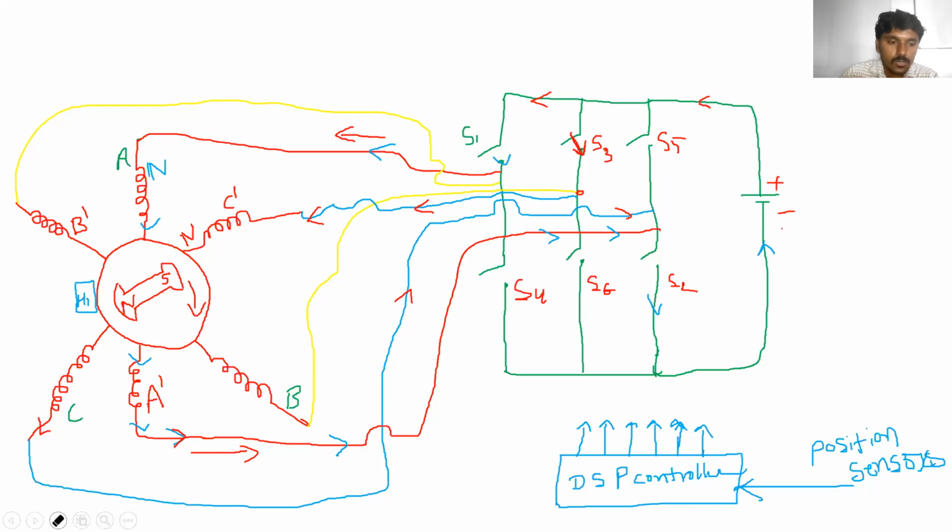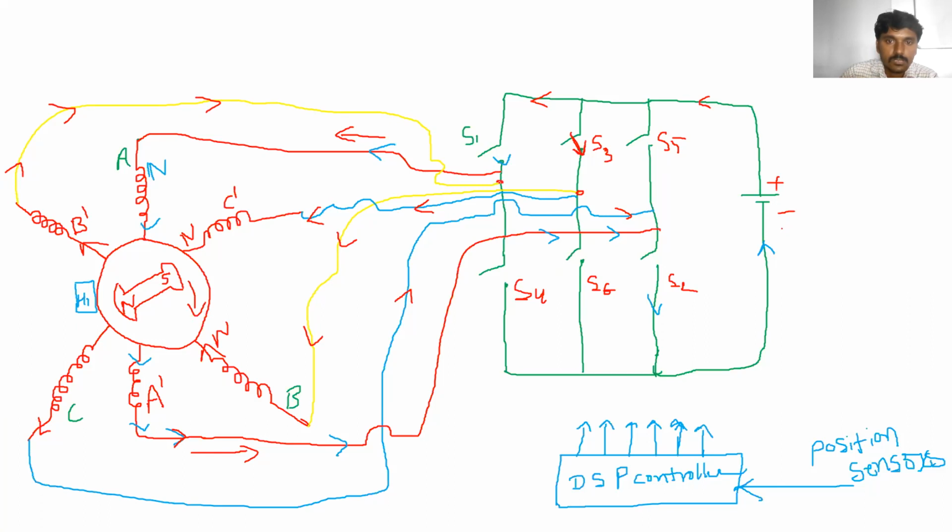S3 should be closed. Whenever S3 is closed, what will happen? The current flows through the circuit, through the B coil, so it will become a north pole, and the current will exit through the B dash coil. In order to flow the current through the B dash coil, which coil should be excited?